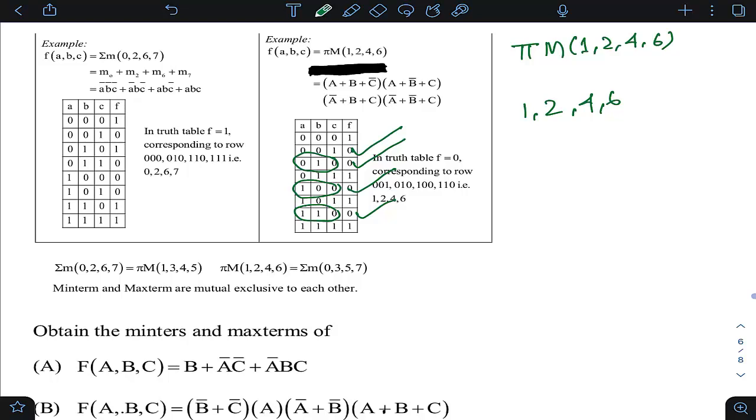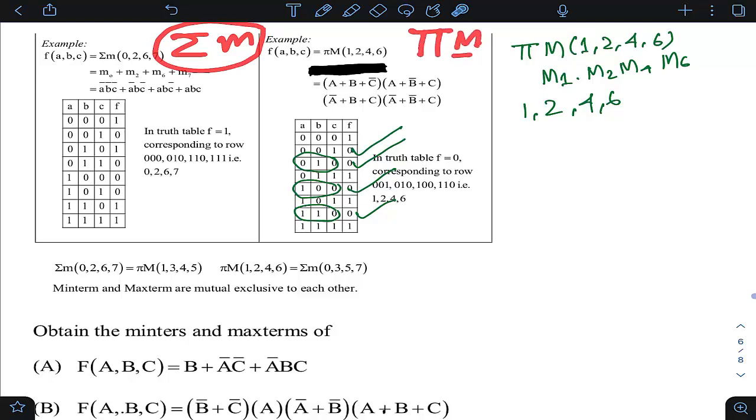So you see that this can be further written as maxterm 1 ANDed with maxterm 2 ANDed with maxterm 4 ANDed with maxterm 6. Remember students, in minterm we make use of small m notation. In maxterm we always make use of capital M notation. Whenever a question is given, the summation sign and the small m is the combination for minterm, and for the maxterm case, the pi symbol and capital M is used.